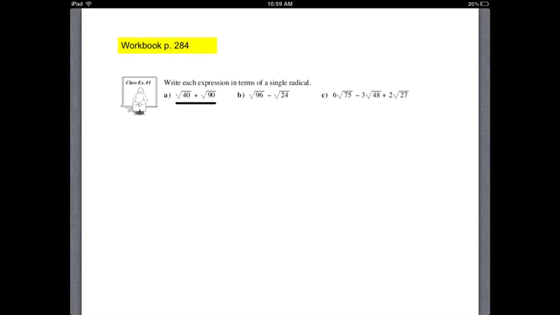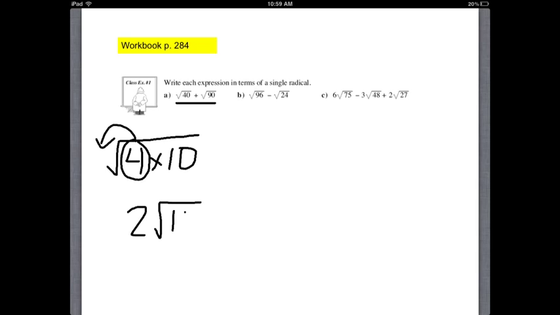As they are written, we cannot add together root 40 and root 90. However, if we change them into mixed radicals, where the radicands are the same, then we are able to add them no problem. So let's take a look at root 40. If you split that apart, you get 4 times 10. With 4 being a perfect square, we can pull that out. The square root of 40 is the same as saying 2 root 10.